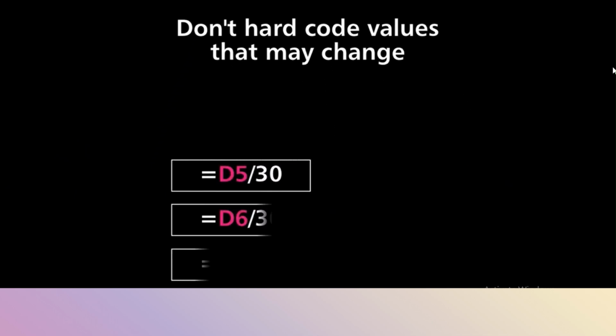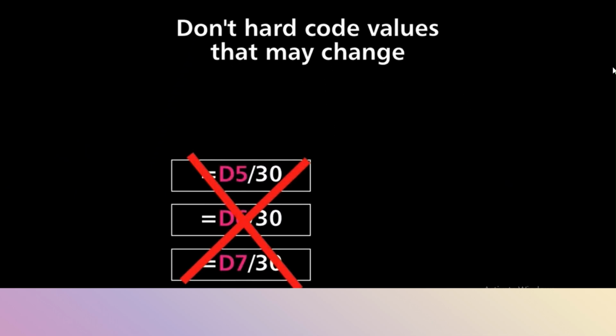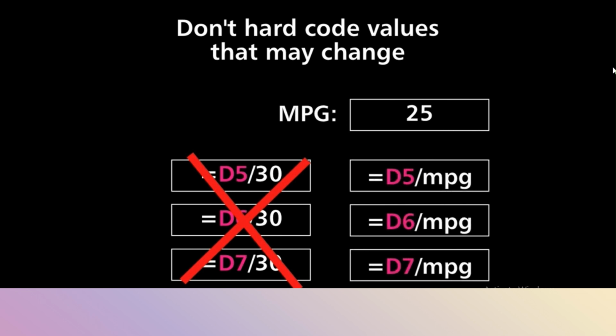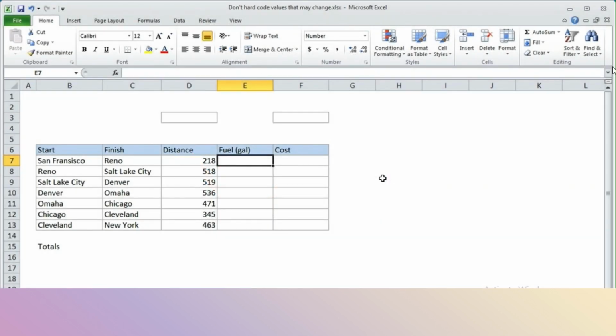In this video, we'll take a look at a few reasons why you shouldn't hard code values that may change into your formulas. Here we have a simple table for a driving trip across the United States. The route begins in San Francisco and ends in New York City. The route is divided into segments, with each segment starting and ending in a larger city.